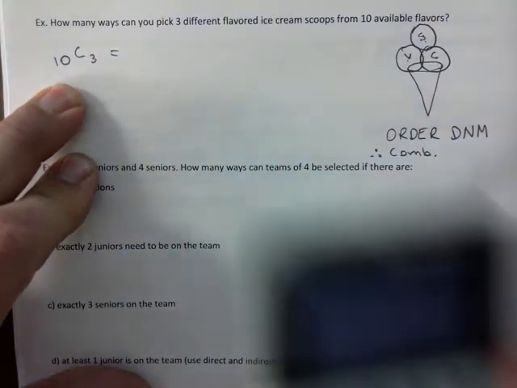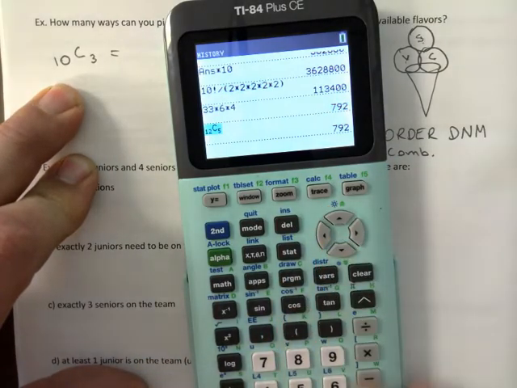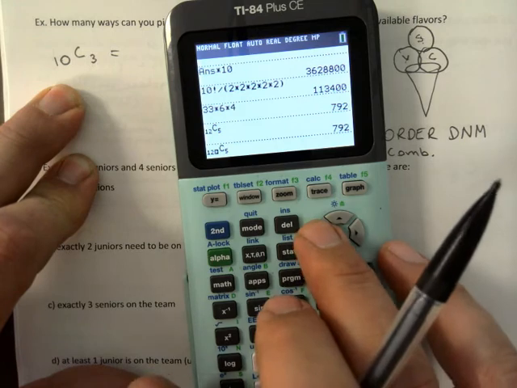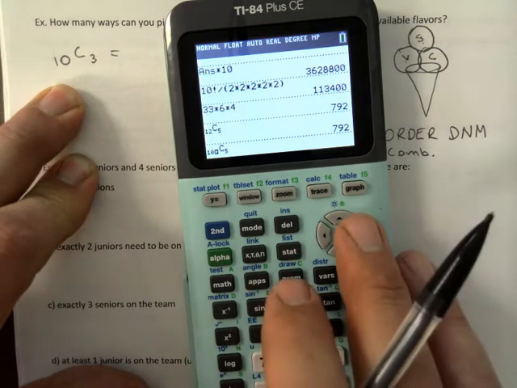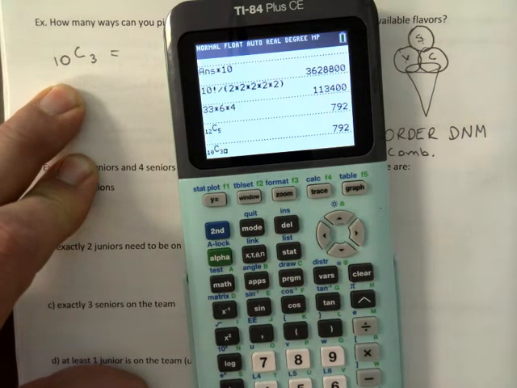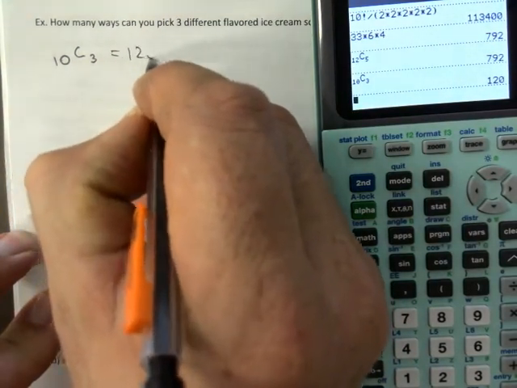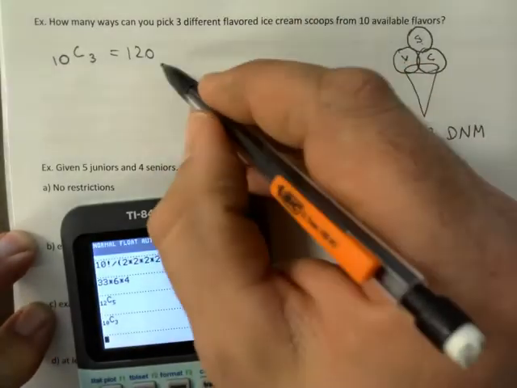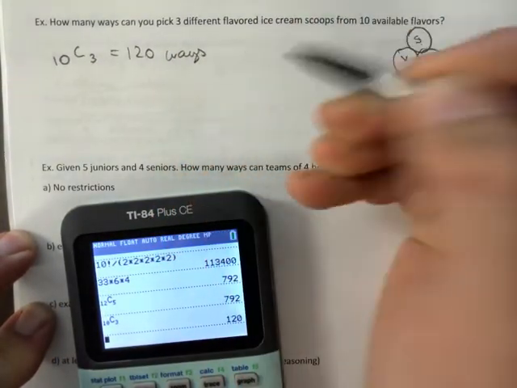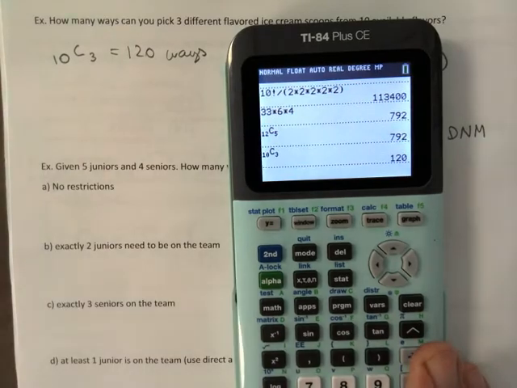Can we just type this in? I want to type this in. I don't want to waste time. So I'm going to copy that. And I'm going to overwrite that 12, turn that into 10, turn the 5 into 3, and there it is, 120. 120 ways that you can be served different cones, so to speak.